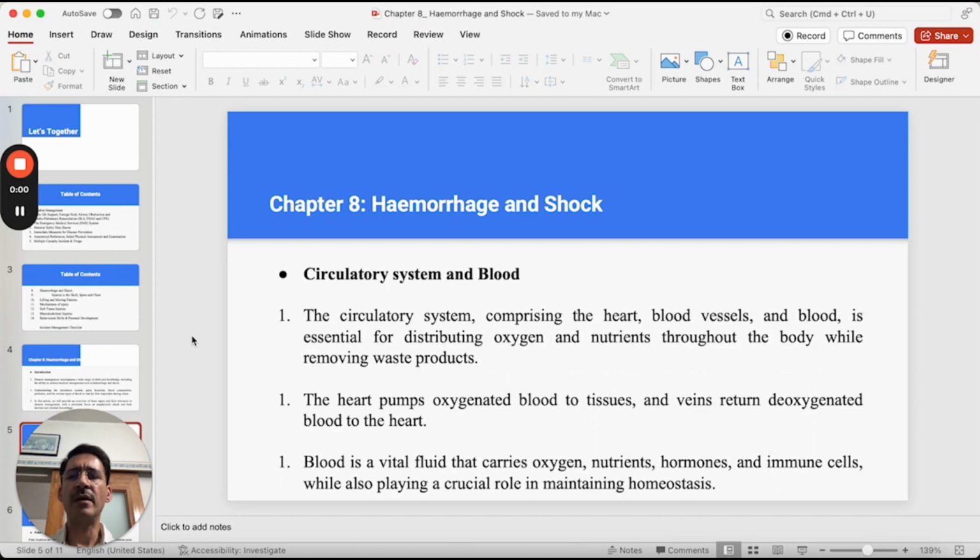Circulatory system and blood. The circulatory system comprises the heart, blood vessels, and blood. It is essential for distributing oxygen and nutrients throughout the body while removing waste products. The heart pumps oxygenated blood to tissues and veins return deoxygenated blood to the heart. Blood is a vital fluid that carries oxygen, nutrients, hormones, and immune cells, while also playing a crucial role in maintaining hemostasis.